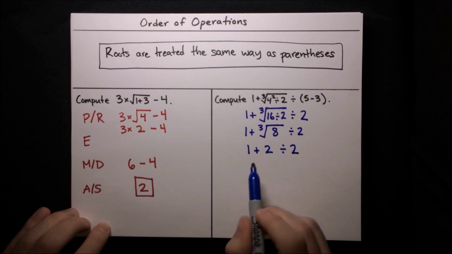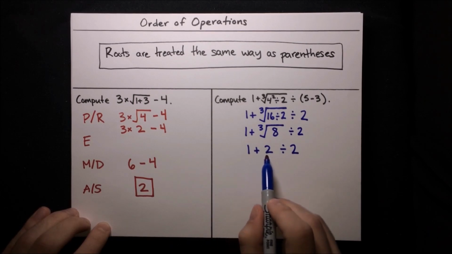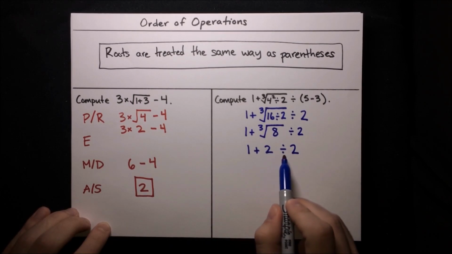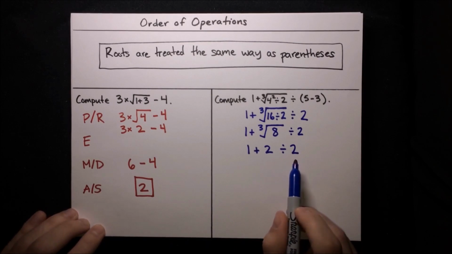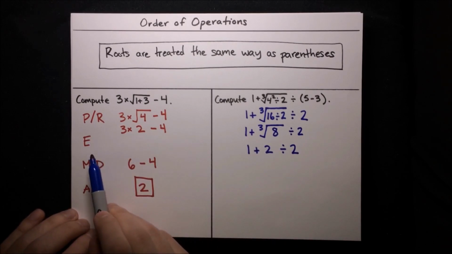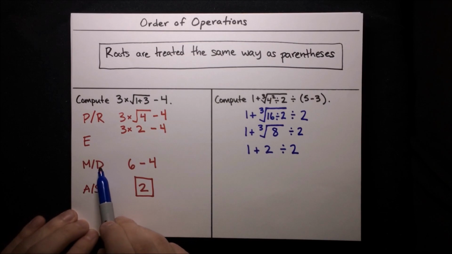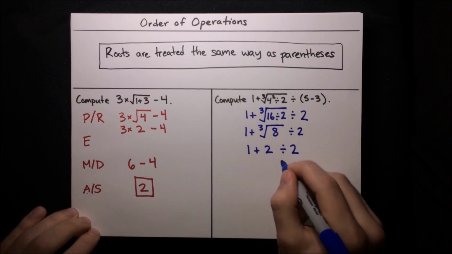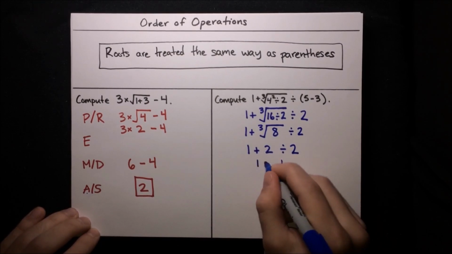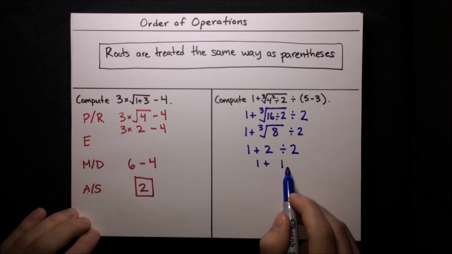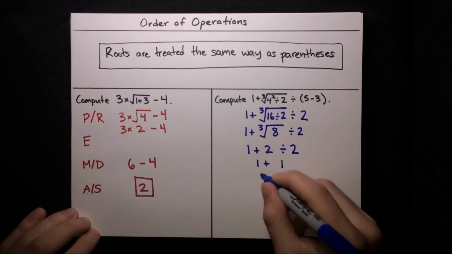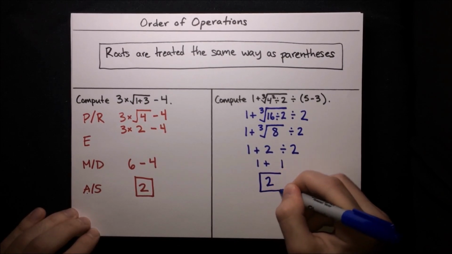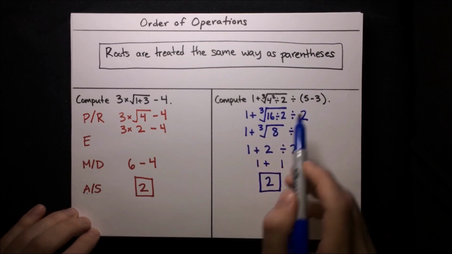Now it's time for another decision. Are we going to do 1 plus 2 first, or are we going to do 2 divided by 2 first? Well, refer back to our order of operations. Division comes before addition, so we should do division first. We should do this 2 divided by 2 first. That's just 1, so we have 1 plus 1, and 1 plus 1 is just 2. So again, this problem as well comes out to a result of 2.